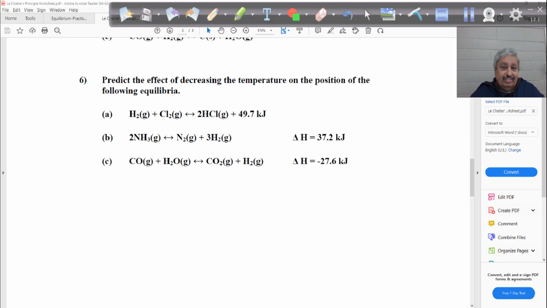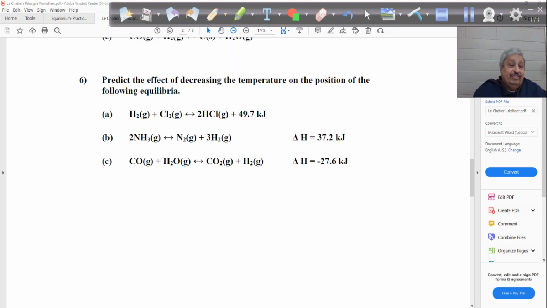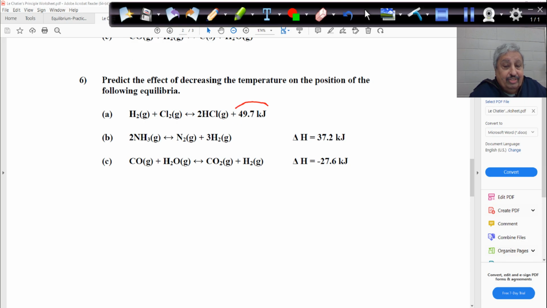So, the heat here is in the right side. What does it mean? Please, your voice. Please. What will happen here if the heat is in the right side? Is this exothermic or endothermic? The heat is in the right side. This is the reactant. This is the product side. The heat is on the product side. This is exo or endo? This is exothermic, guys.